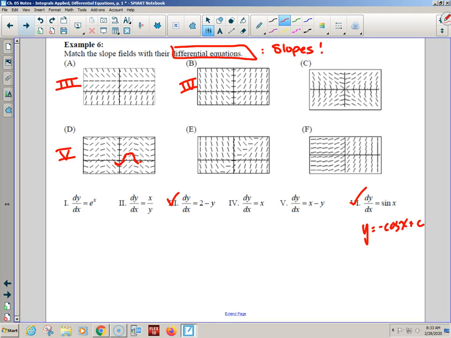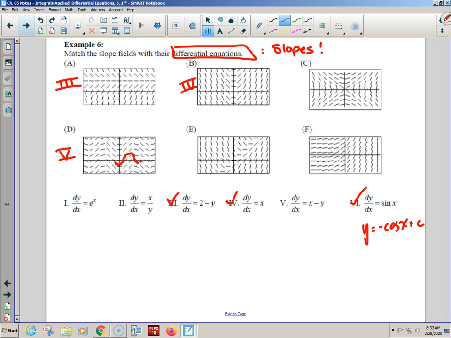Why does this one match with 4? If x equals 1, what's true about all the slopes? If x equals 0, what's true about all the slopes? If x is negative 1, it's true about all the slopes. You see it? Now, why are you thinking that C goes with 2?